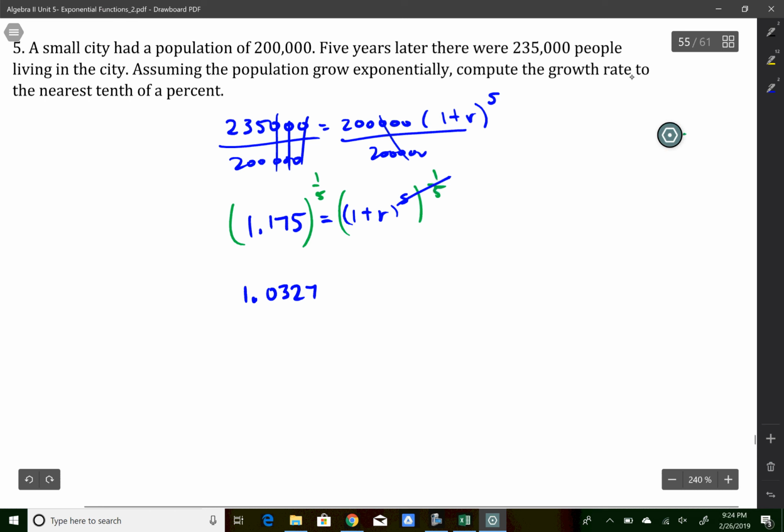1.03278 equals 1 plus r, subtract 1, and we get 0.03278 equals the rate. There's tenth of a percent, so that'll be 3.3%.